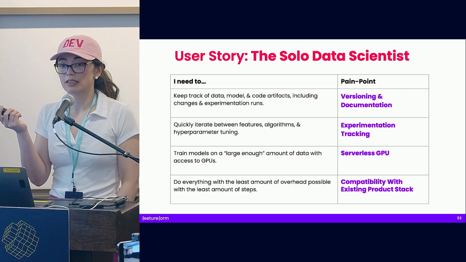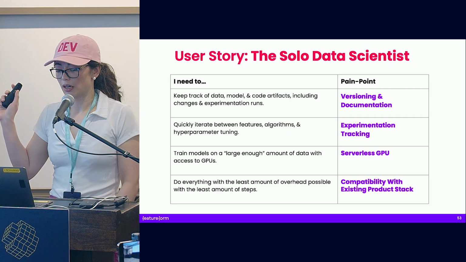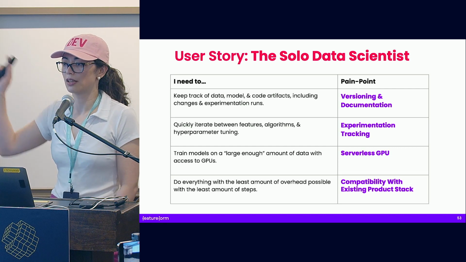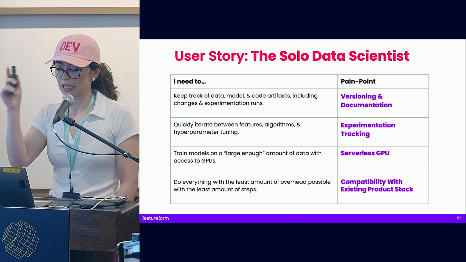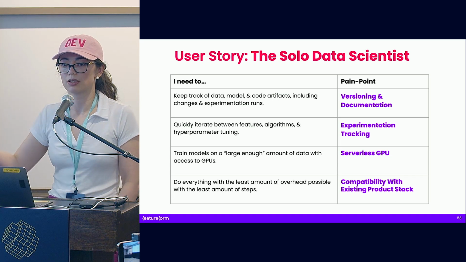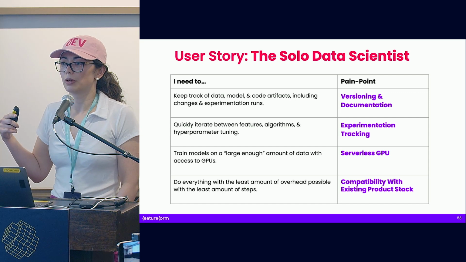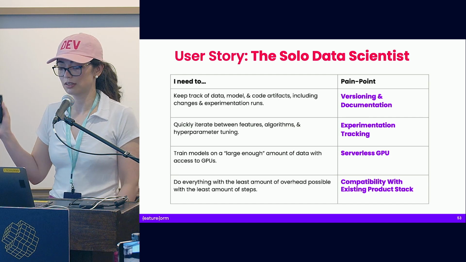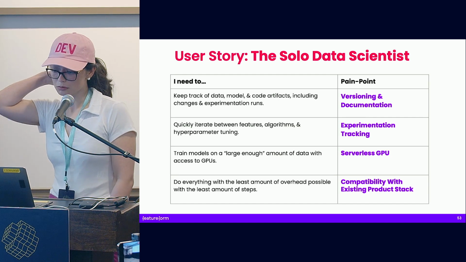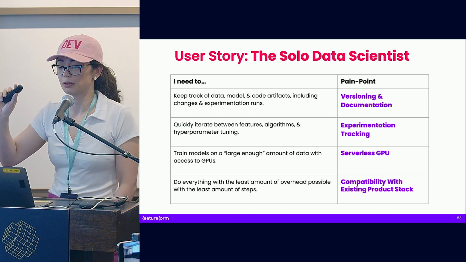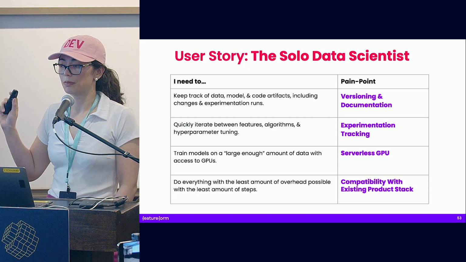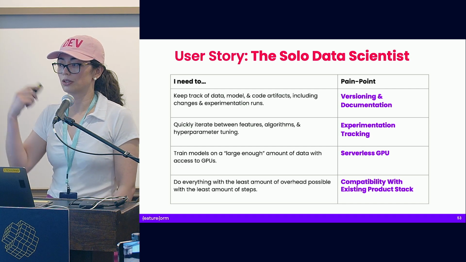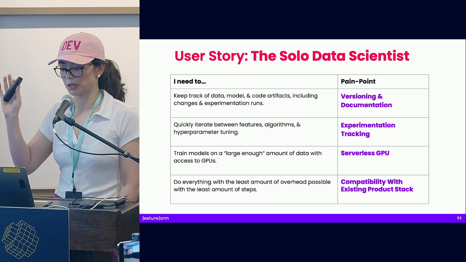So you have a couple different needs that are super important at this stage. For example, you need to keep track of your own stuff. You need to make sure your house is super clean: data, model, code artifacts, including experimentation runs. And ideally you'd do it in a way where you're not naming a bunch of notebooks and having a bunch of GitHub gifs going, oh yeah, go do this. So you need versioning and documentation. You need a way to quickly iterate between features, algorithms, and tuning. You need experiment tracking, sure. But you need to be able to just go on your own accord. You shouldn't be blocked, ideally.